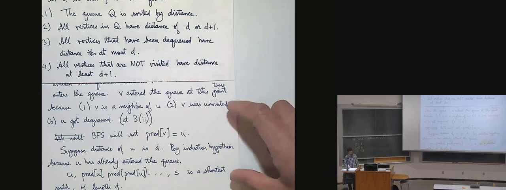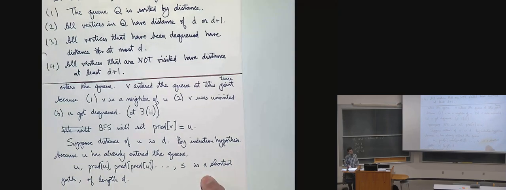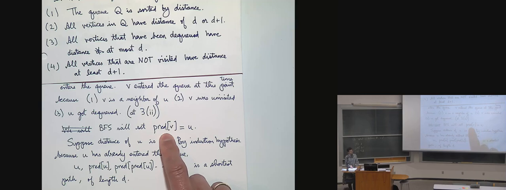Okay, and a second question that we got here is, from the bottom part where it says BFS will set the predecessor of V equal to U, because of that, don't we already know that the distance is D plus 1? You don't know the distance is D plus 1. All you know is there is a path of D plus 1. You have to prove that it is the shortest path. But we are saying that the predecessor of V has a distance of D, so the next one will be D plus 1.